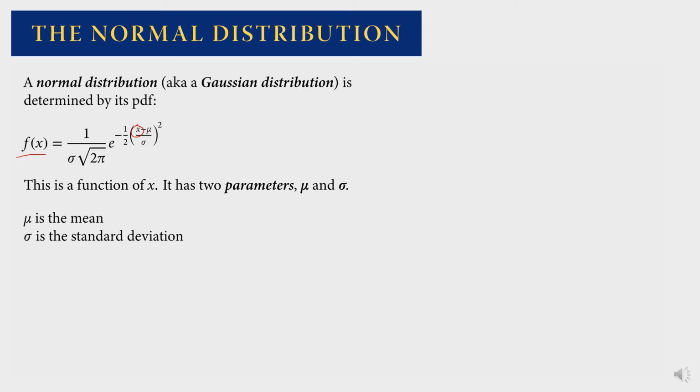These Greek letters are parameters. They're usually given or hypothesized. Mu is the mean, sigma is the standard deviation, and these are population parameters. They are the mean and standard deviation of the population we sample from.